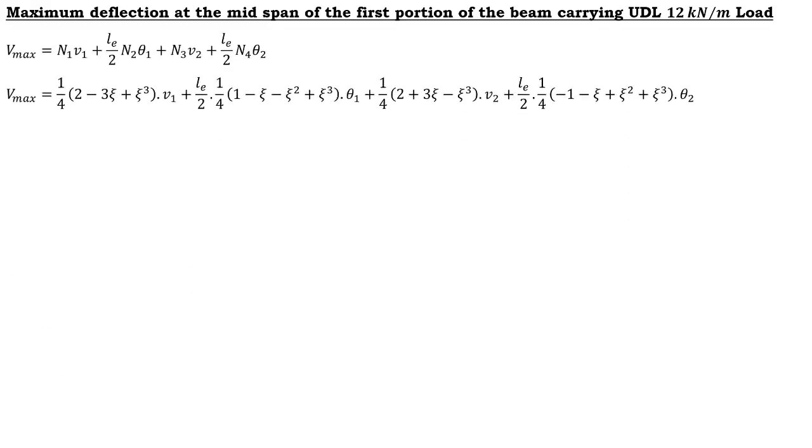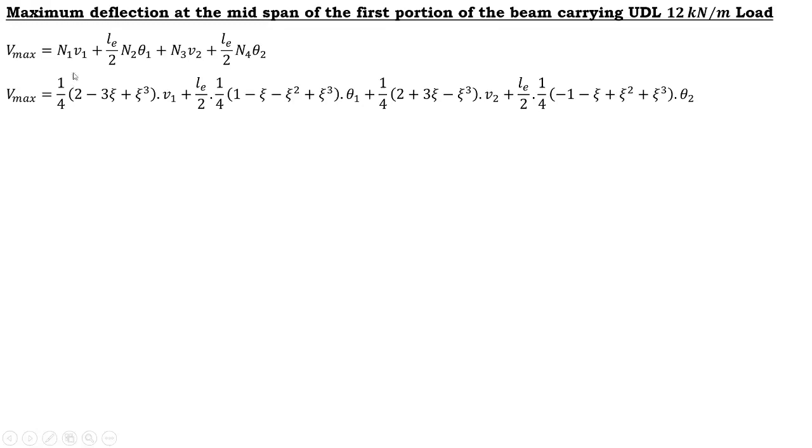Then the third question he has asked you to calculate is the maximum deflection at the midspan of the first portion of the beam, where it is carrying a UDL of 12 kilonewton per meter. So I know the equation. With the help of shape functions I need to consider.